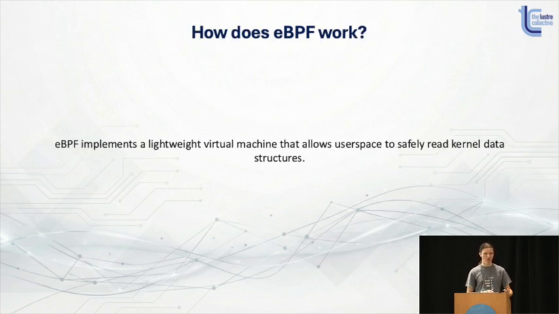I'll give a little background about how some of these things work, just in case you're not super familiar. eBPF, for people that are not familiar, is the extended Berkeley Packet Filter. It's basically a lightweight virtual machine. If you are familiar with Java or Python, they take the high-level code, compile it down to bytecode, and run it on a little virtual machine. eBPF works the same way, except that it runs in the kernel, right? And you can read kernel data structures.